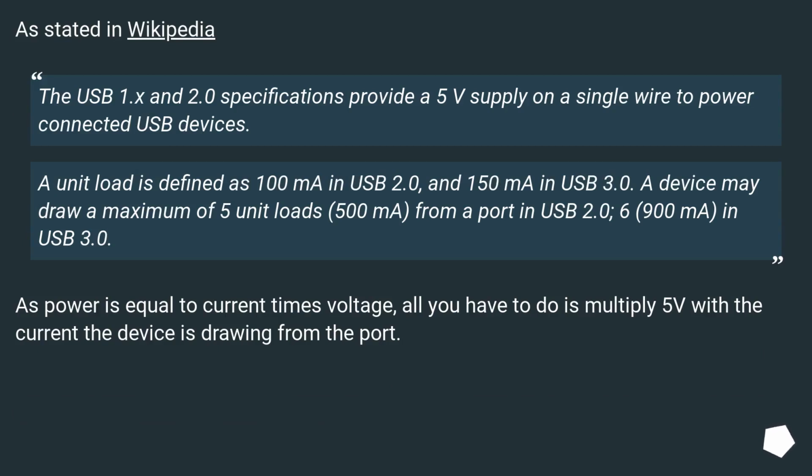As stated in Wikipedia, the USB 1.x and 2.0 specifications provide a 5V supply on a single wire to power connected USB devices. A unit load is defined as 100 mA in USB 2.0 and 150 mA in USB 3.0. A device may draw a maximum of 5 unit loads, 500 mA, from a port in USB 2.0, 900 mA in USB 3.0. As power is equal to current times voltage, all you have to do is multiply 5V with the current the device is drawing from the port.